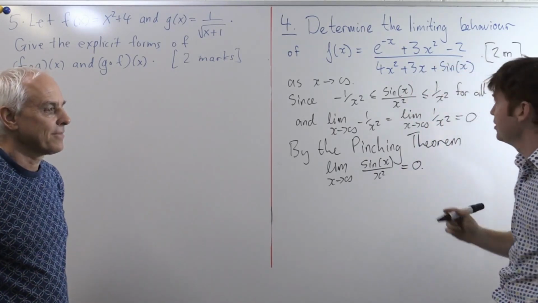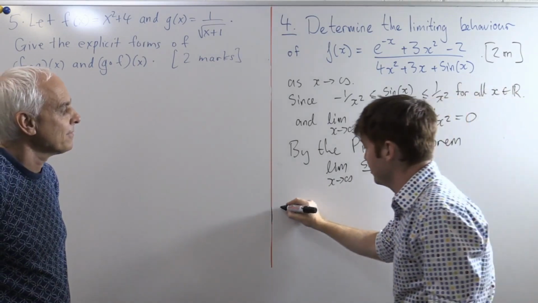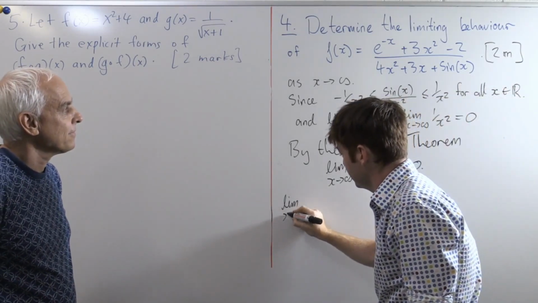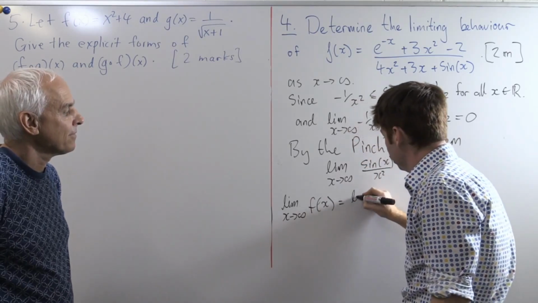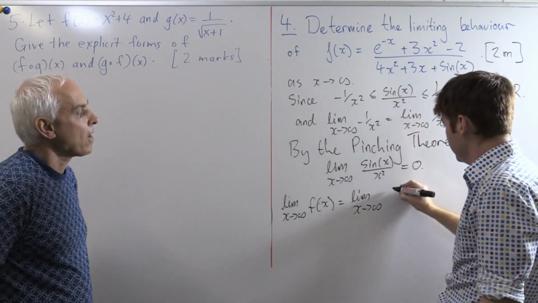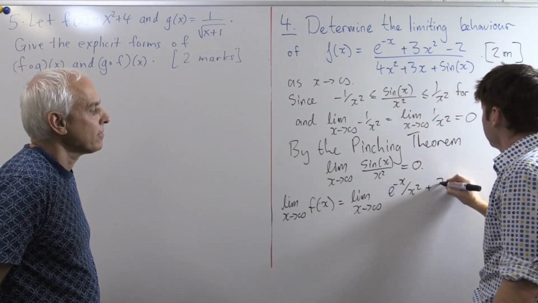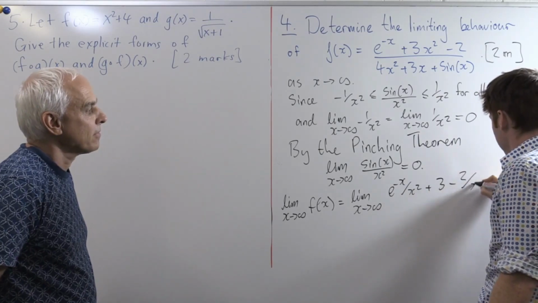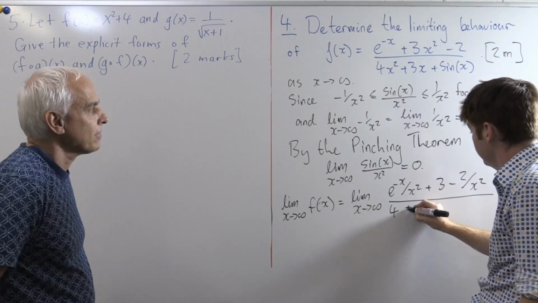Good, so I had to work a little hard to get this bit divided by x squared to be equal to 0, but now I can just say that the limit as x goes to infinity of f of x is equal to the limit as x goes to infinity of these things, e to the negative x on x squared plus 3 minus 2 on x squared over 4.